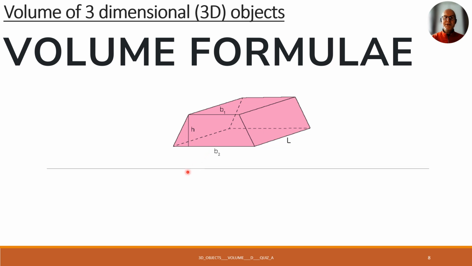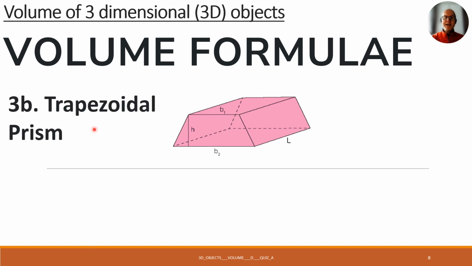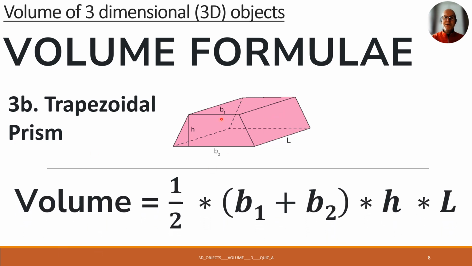What's this shape? Can you remember this one? It's a trapezoidal prism. It's a prism with a trapezoidal cross section. And the volume formula for a trapezoidal prism is a half times B1 plus B2 times H times L, the height and the length. B1 plus B2 times H for height times L for length of the prism.